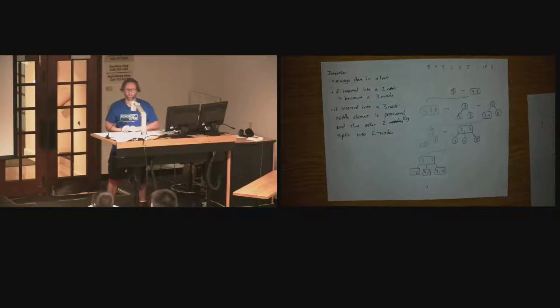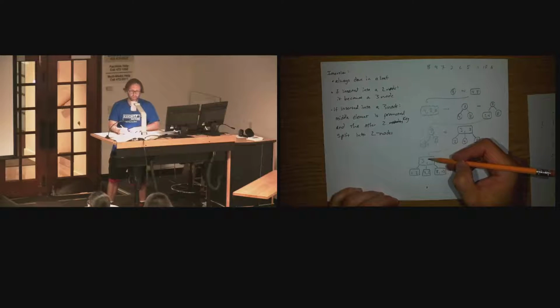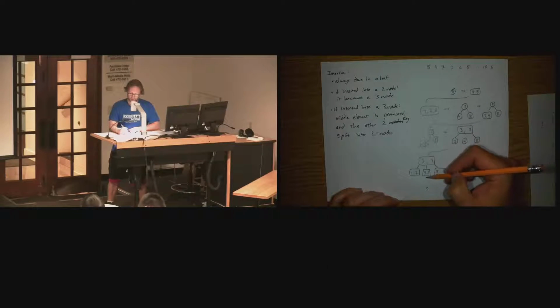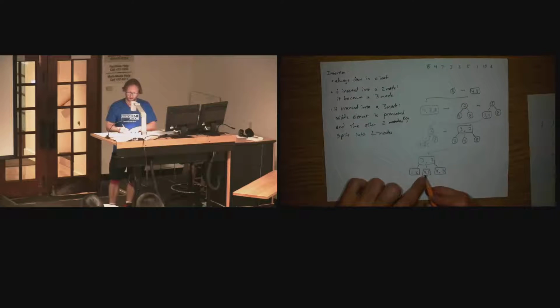All right? Now, 6 comes in. It's between 3 and 7. So it comes down here. It's inserted as a leaf here. So what happens when we insert 6 here? This becomes overfull. Which one do we end up promoting up? 4, 5, 6. We end up promoting up 5.